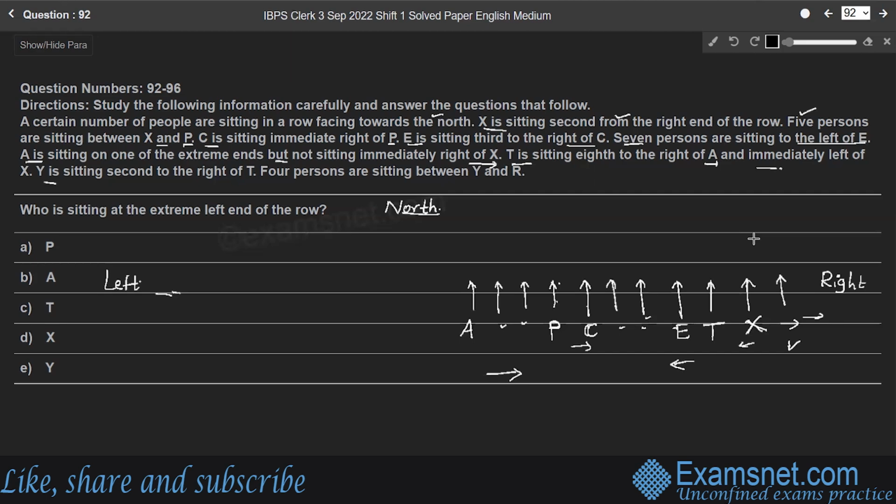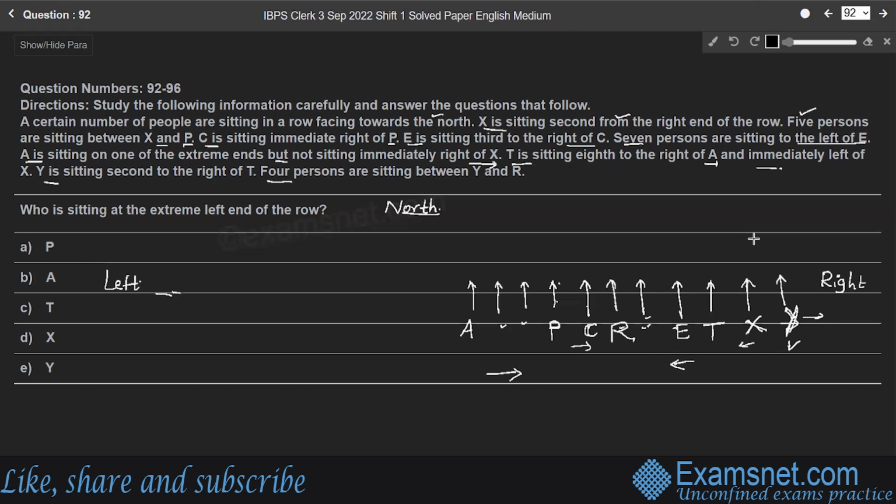Next point, Y is sitting second to the right of T. To the right of T, Y is sitting. Therefore, Y is sitting at the extreme right end, right? Next one, 4 persons are sitting between Y and R. So between Y and R, 4 persons are sitting. So the position of R is here, to the right of C, so that 4 persons sit between Y and R.